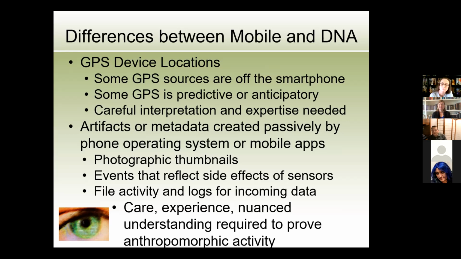Also, iPhones with the iOS operating system are constantly trying to predict where you're going to be going. So there's a whole predictive or anticipatory GPS scheme going on inside the phone. If you're a mobile device forensic examiner and you tap into some of those points and think the phone actually visited them, you may be sorely mistaken. Careful interpretation and expertise is needed to sort through the various flavors or categories of GPS to make sure you've got honest-to-God GPS that indicates a real, significant visit by that device.